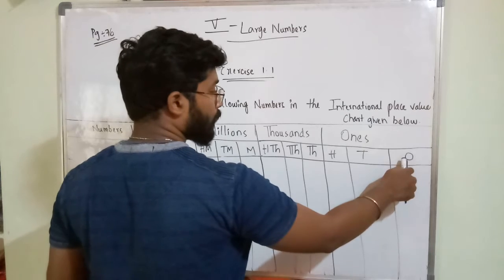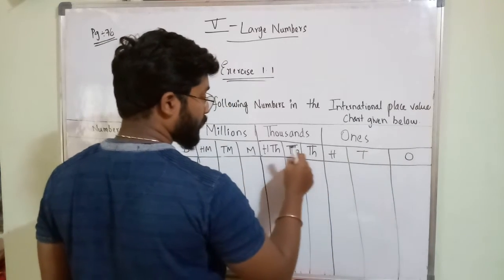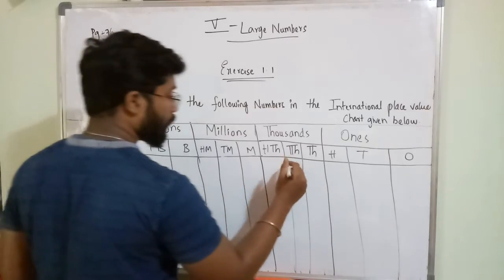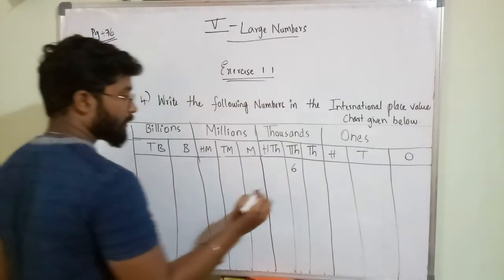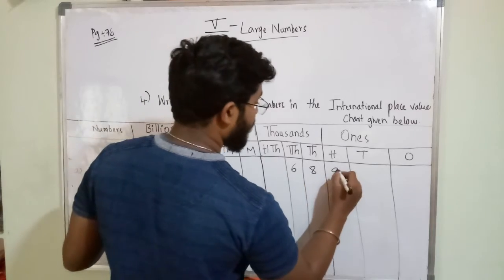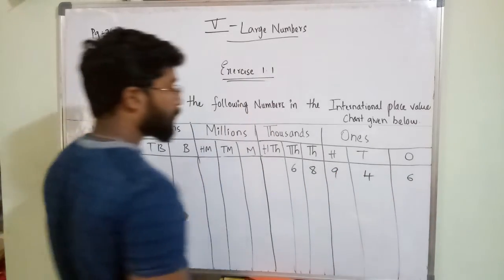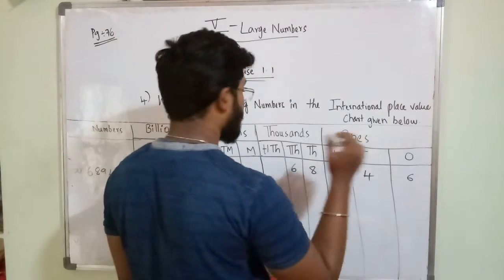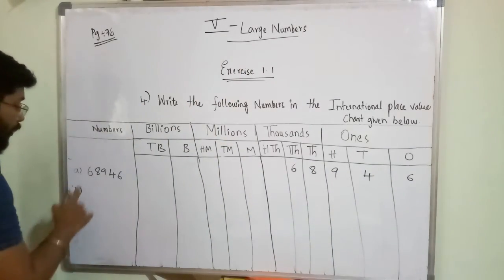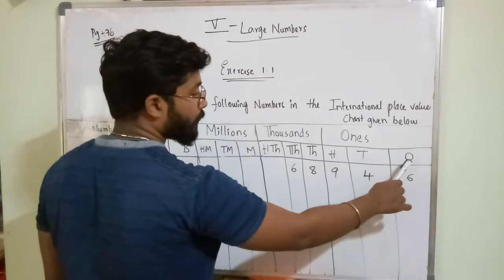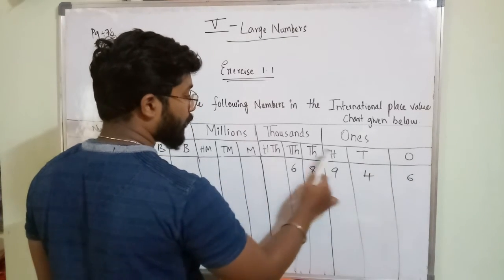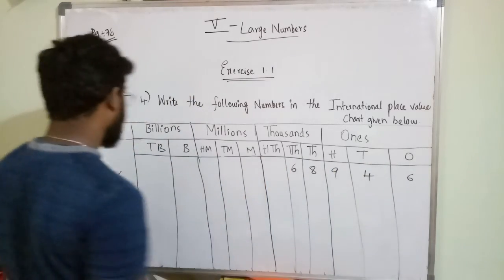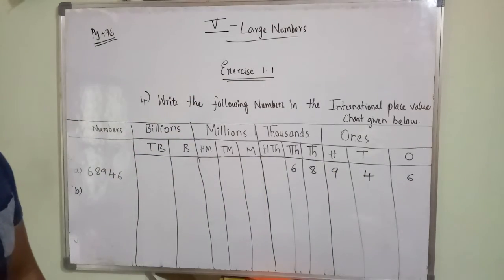You have to count from the ones place: ones, tens, hundreds, thousands, 10,000s. 1 2 3 4 5. So you have to start writing from here, because this is a 5 digit number: 6 8 9 4 6. Like that you have to write. What is the number name? 68,946. If 5 digits are there, count 1 2 3 4 5. If 6 digits are there, count 1 2 3 4 5 6, and from there you start writing. So you will understand clearly.